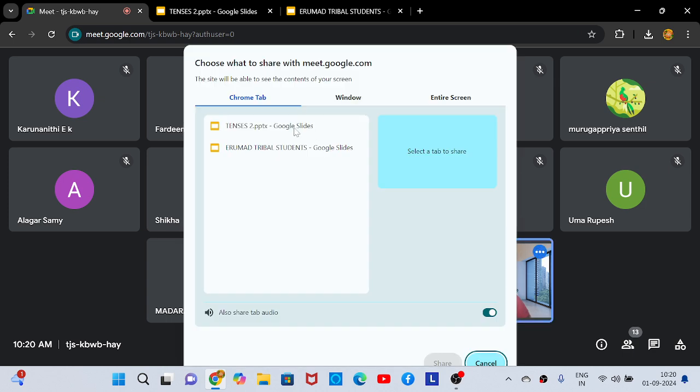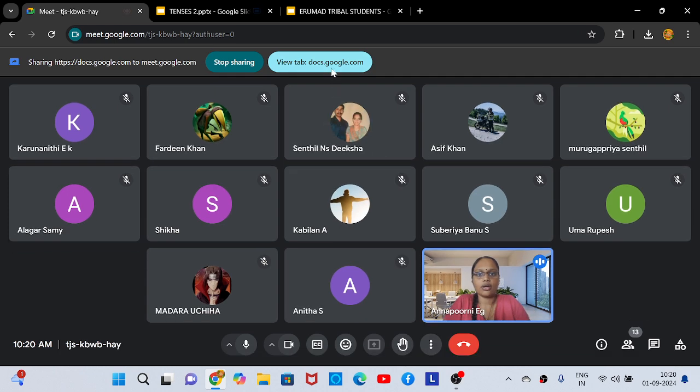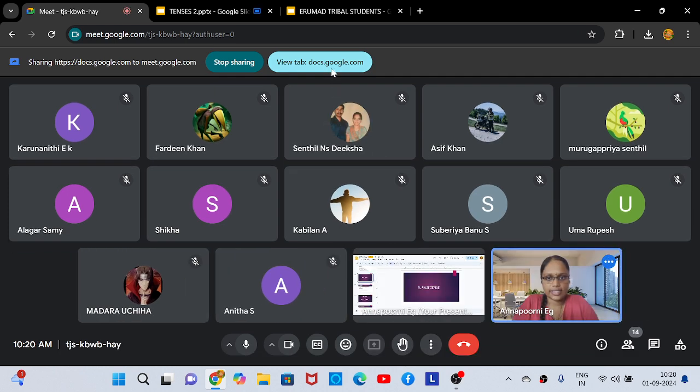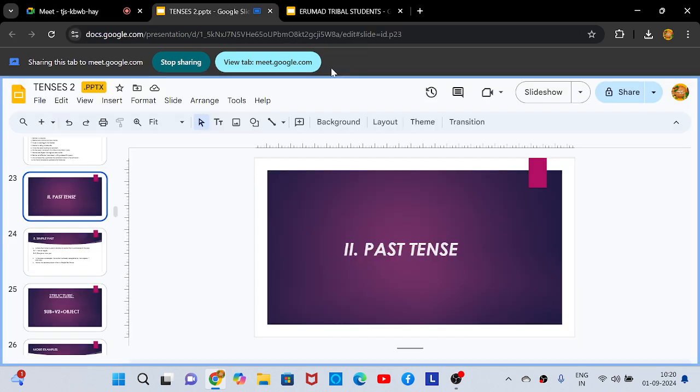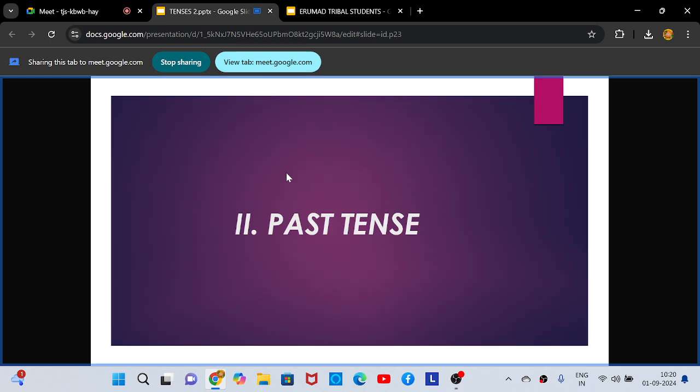So, students, we can start the session. In the last class, we completed the 4 tenses under past tense, and today we shall be completing the tenses by looking at simple future, future continuous, future perfect, and future perfect continuous tense.